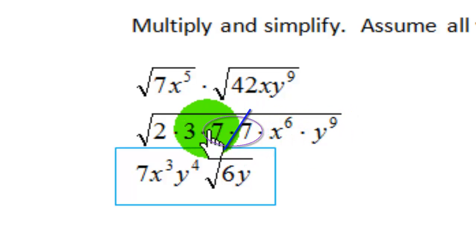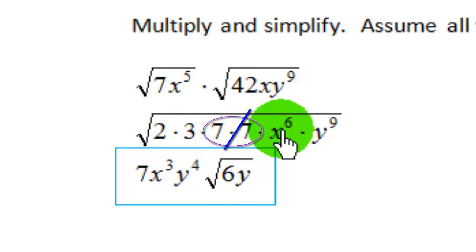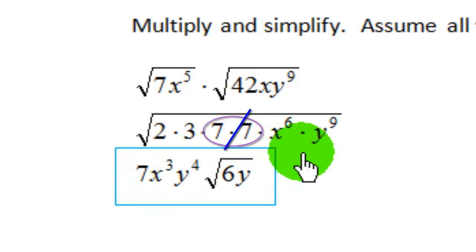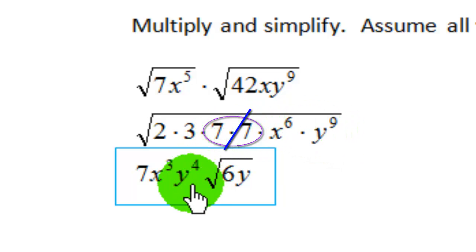Now, I can take a pair of 7s, cross them out inside, bring 1 outside. That leaves me with a 2 and a 3 as the numbers inside the radical sign, and that 2 times 3 is 6. X to the 6th factors to 2 sets of x to the 3. So I bring x to the 3 outside. I have no x's remaining inside or underneath the radical symbol. Y to the 9th is y to the 4th times y to the 4th times y to the 1. I can bring a pair of y to the 4ths outside, leaving a y inside.